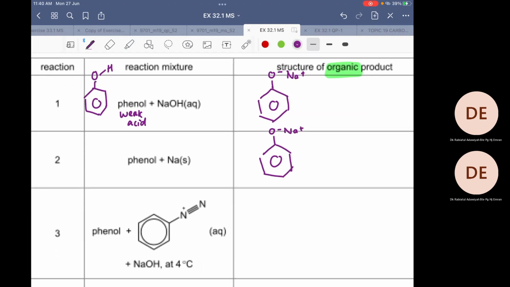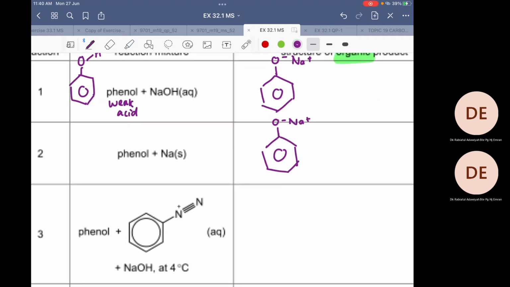Next is phenol with this molecule. Do you remember what we call this ion? Does anyone remember what this ion is called? Starts with diazonium. Okay, diazonium ion, and it reacts with sodium hydroxide at 4 degrees Celsius, and this looks like what we call a coupling reaction.